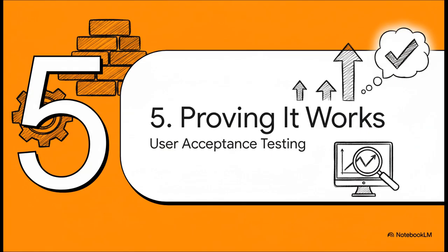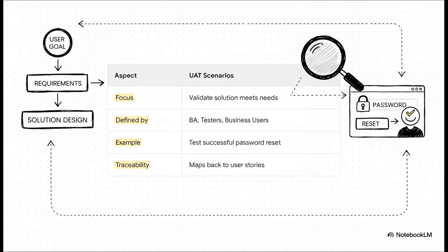All right, the feature is built, the code is written. So we're done, right? Not quite. There's one final, absolutely crucial step. We have to prove that what we built actually solves the problem we started with way back at the beginning. This is called user acceptance testing, or UAT. And here, we create test scenarios that basically mirror the user stories. We don't just test if a button works. No, we test if a real customer can actually achieve their goal. Like, can they successfully reset their password and then log in? This is what validates the entire chain all the way back to the start.